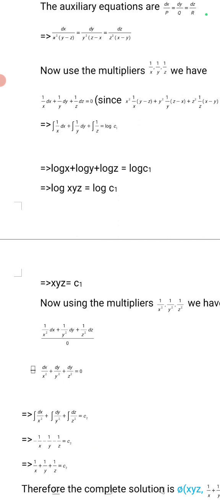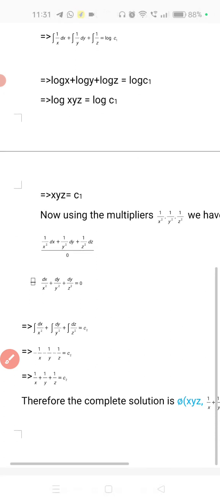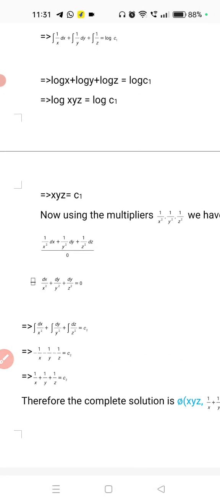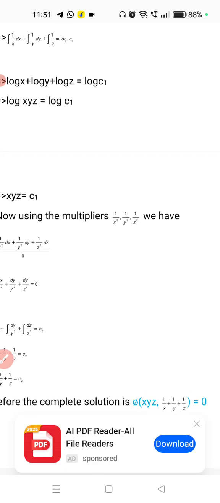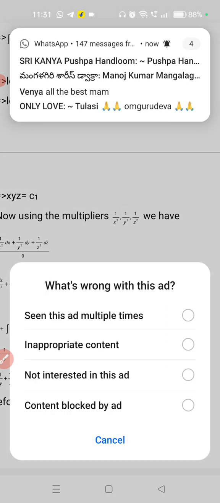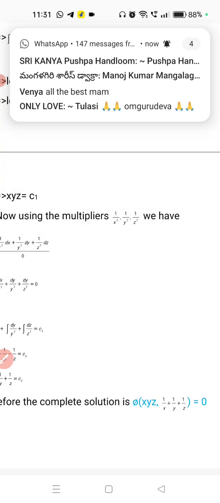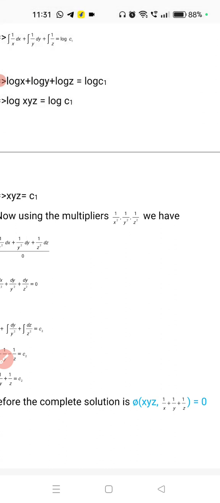So what am I left with finally? I have found out two independent solutions, c1 and c2. Now I can write the general solution, or complete solution, as phi of xyz comma 1 by x plus 1 by y plus 1 by z is equal to 0.